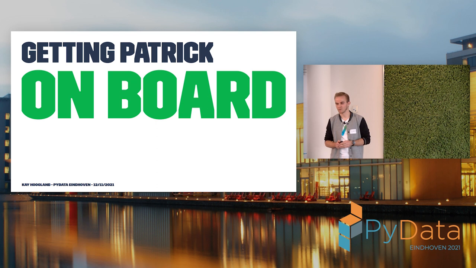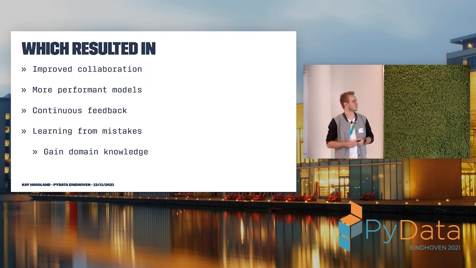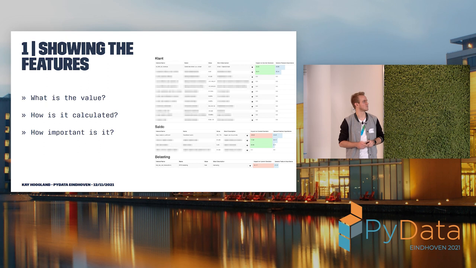So we want to get Patrick on board. I will now introduce five ways in which we got Patrick on board, and how you can do this as well for your use cases to get your stakeholders to trust machine learning models. This resulted in improved collaboration with Patrick, more performant models, of course, but also a way to get continuous feedback from our stakeholders to continuously improve on. We learned from our mistakes, and we also gained some domain knowledge along the way. So we became a sort of car mechanic as well. We know what to listen for, how to model features, and how to take all of this into account.